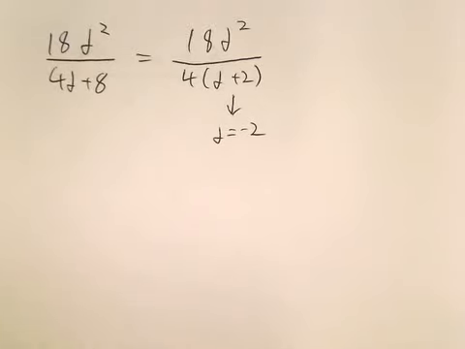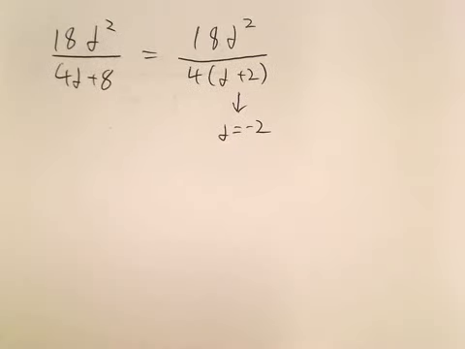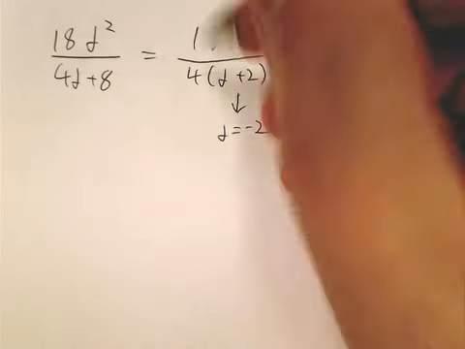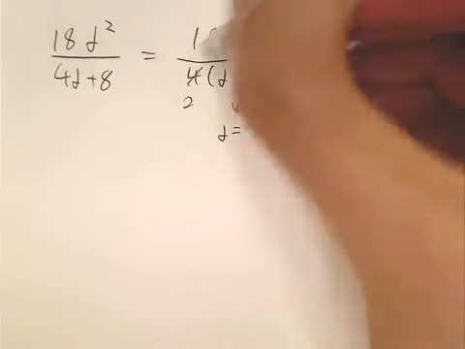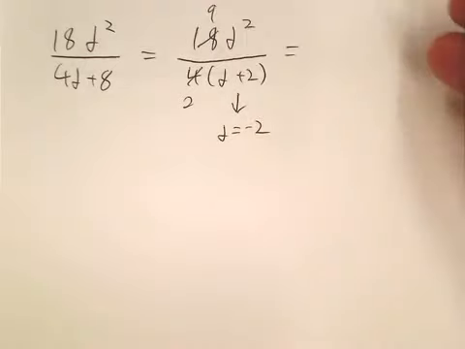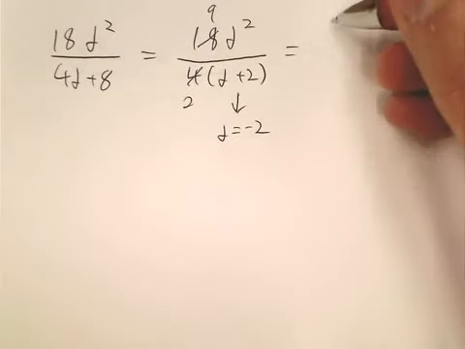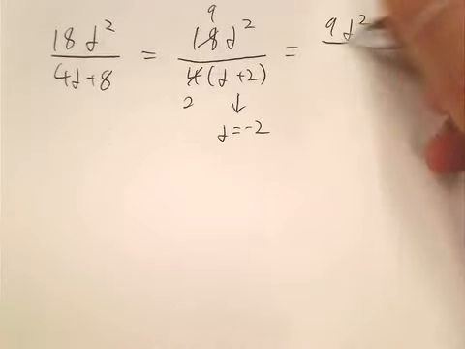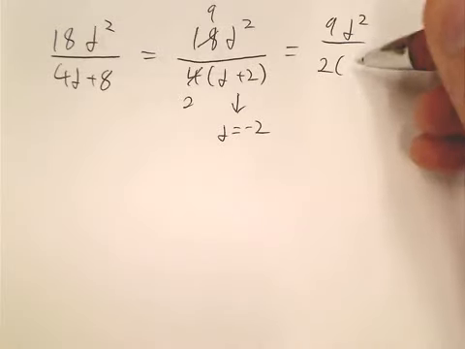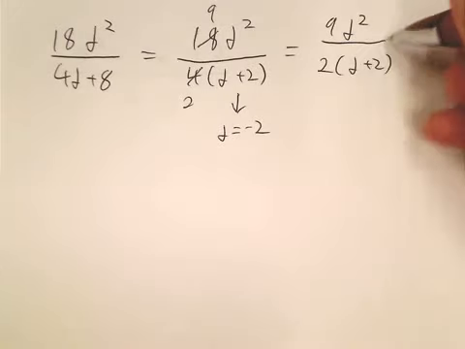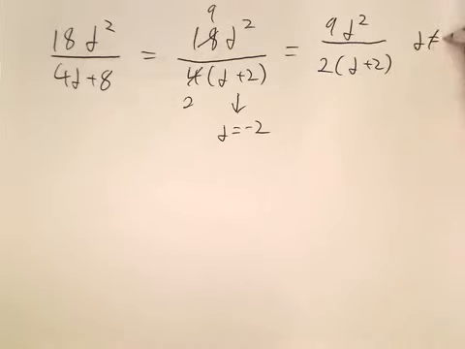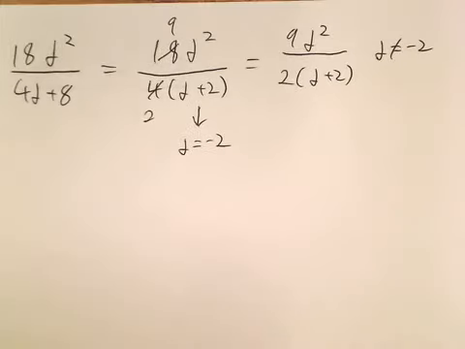To cancel the common factors, you only have the 4 and 18. Go ahead and reduce those. So that's going to be 2 and 9. So my final answer is 9d squared over 2 times d plus 2. And d cannot equal negative 2. That's my final answer.